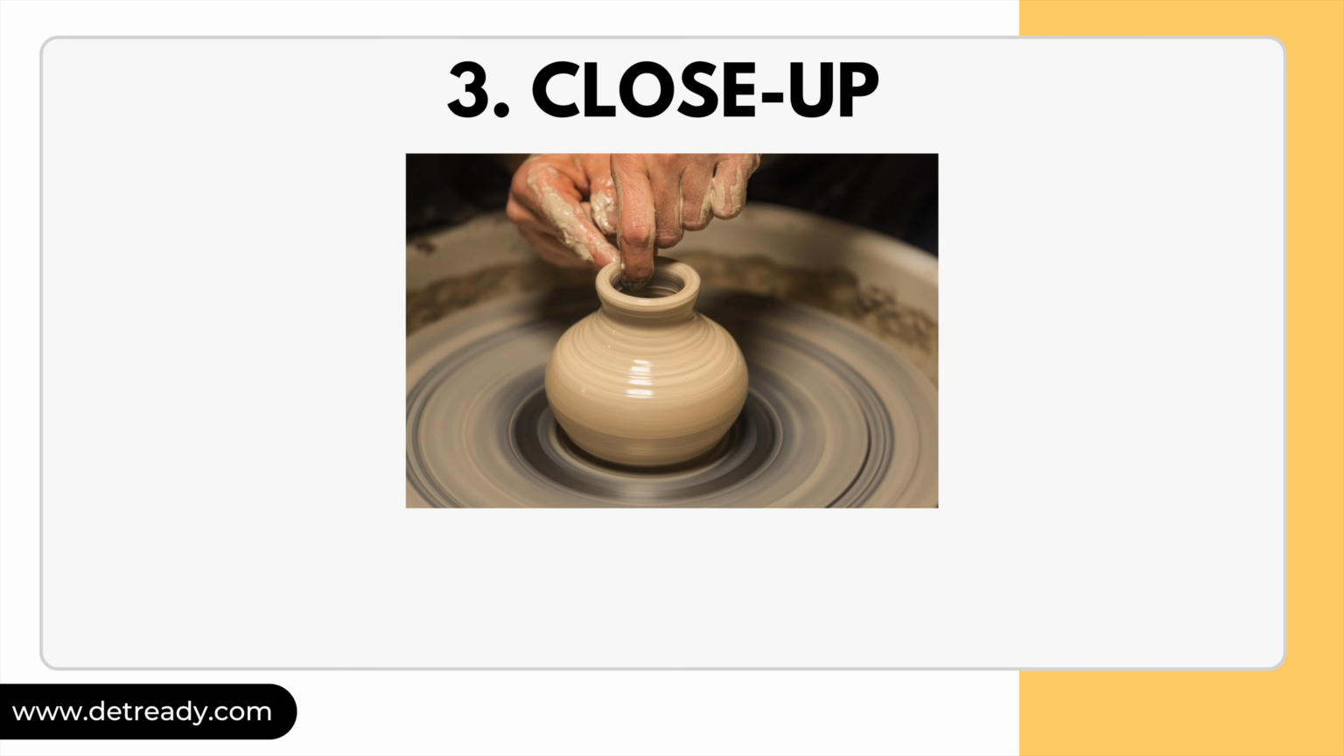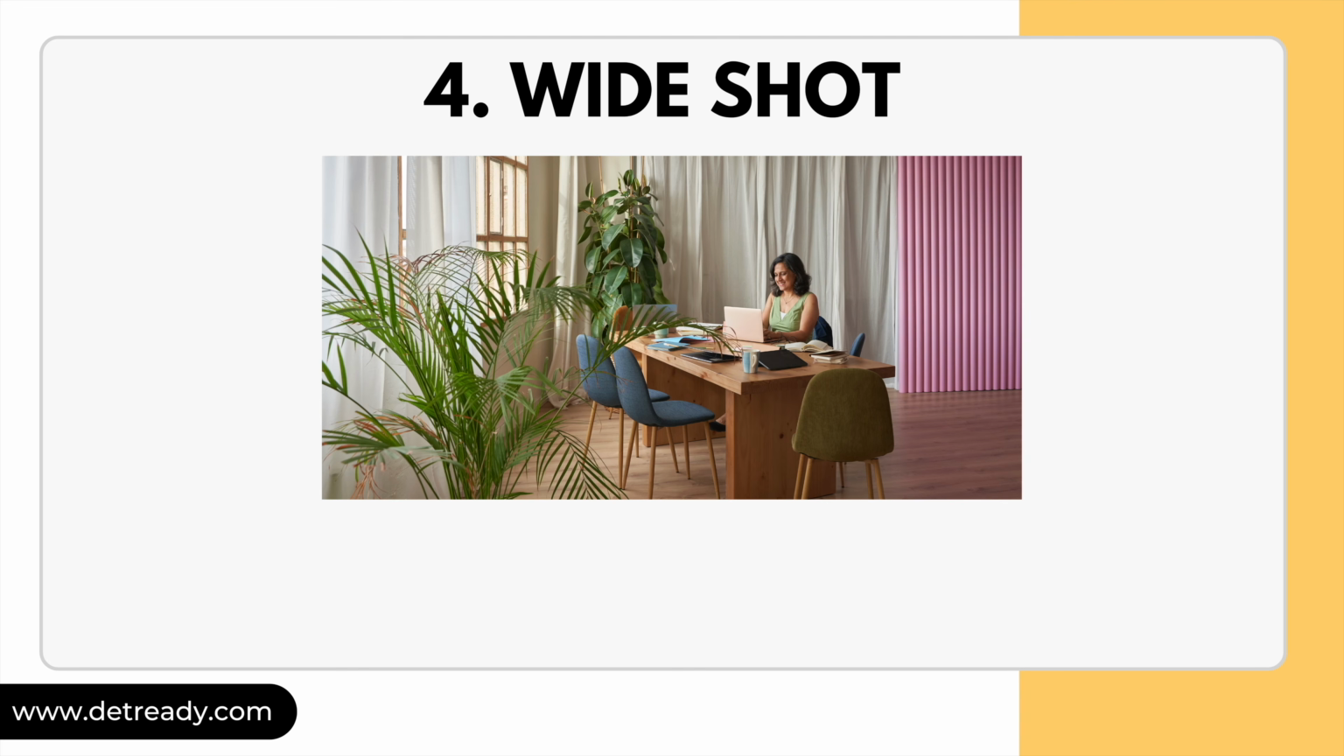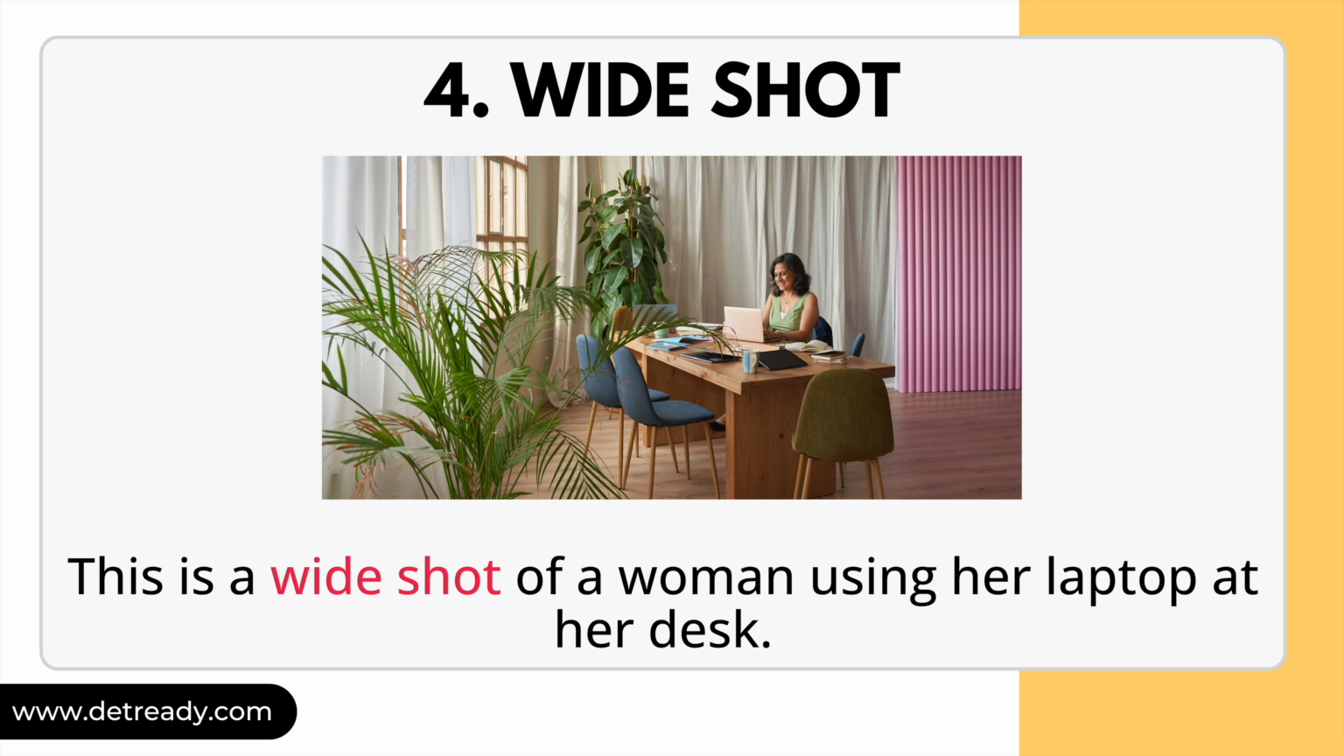Next up, close-up. Use close-up to talk about photos taken from very close, showing lots of detail. Like in this photo. This is a close-up of a person making pottery. And what is the opposite of close-up? Well, it is wide shot. Use wide shot to describe a photo that captures a broader view of the scene and also shows the surroundings. Just the opposite of close-up. This is an example of a wide shot. In a sentence, this is a wide shot of a woman using her laptop at her desk.